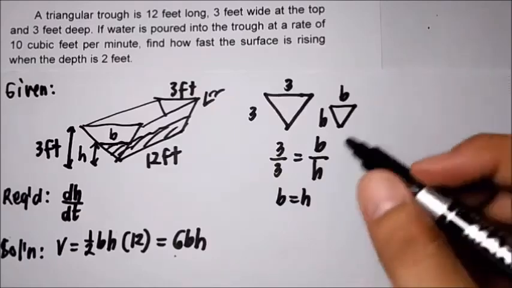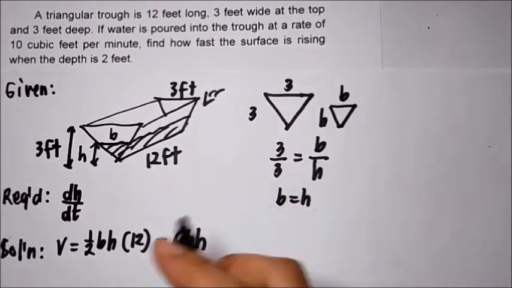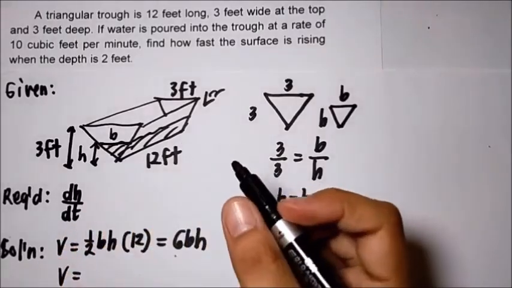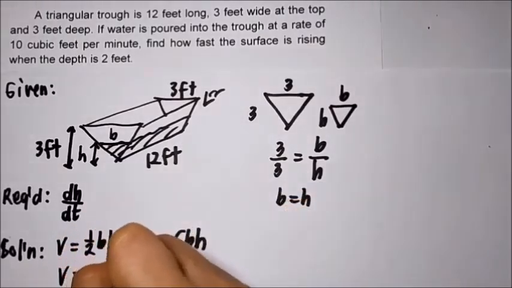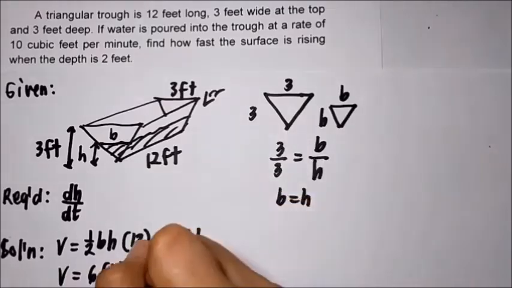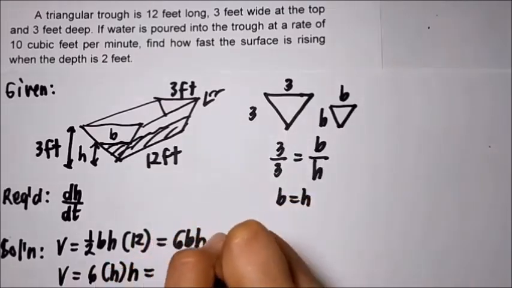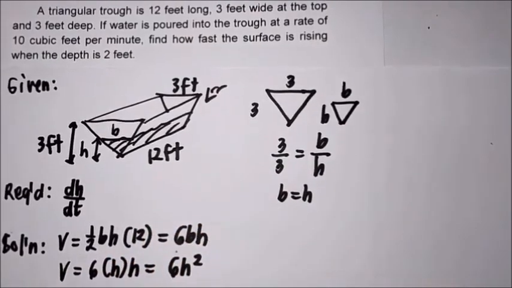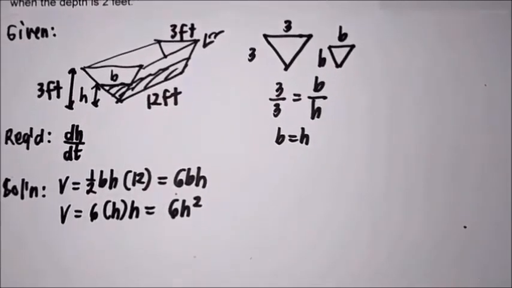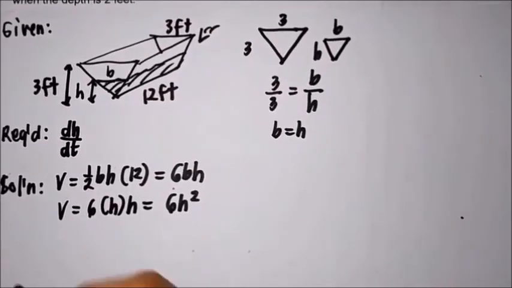So let's solve for the value of V. B is h, so V is equal to 6, the base is h, and then h. So this is 6 h squared. So we can now differentiate this one. Let's differentiate with respect to time.